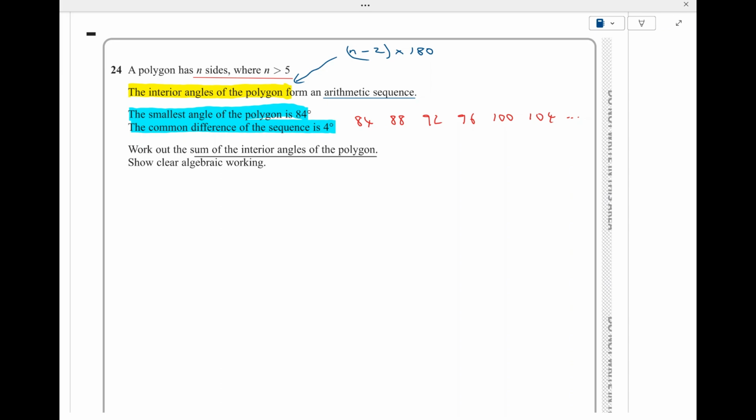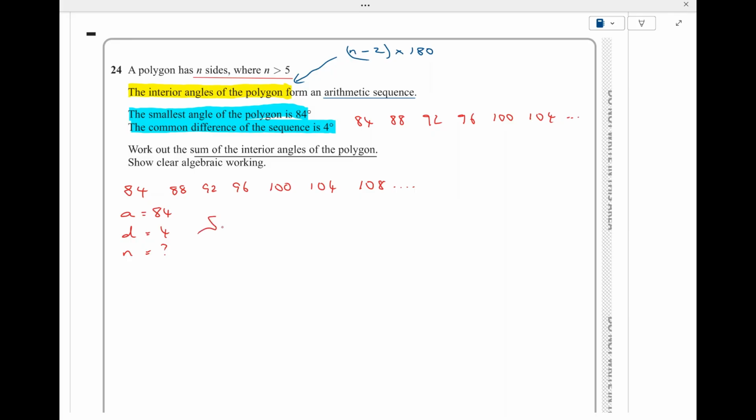I see. I think I see. Let's have a look. So let's concentrate on this arithmetic sequence first of all. We've already established that it starts with 84 and it goes up in 4s, and we know there are more than 5 angles. So we know that if we were to list the angles, it'll look something like this, but of course I don't know where to stop. But that sequence has a first term of 84 and a difference of 4, but I don't know how many terms there are in the sequence.